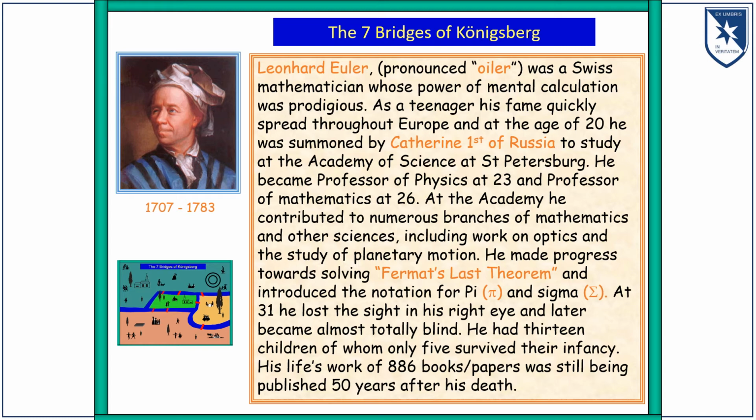His life's work of 886 books and papers was still being published 50 years after his death. And it was Leonhard Euler that was responsible for the solution of the 7 bridges of Königsberg problem.